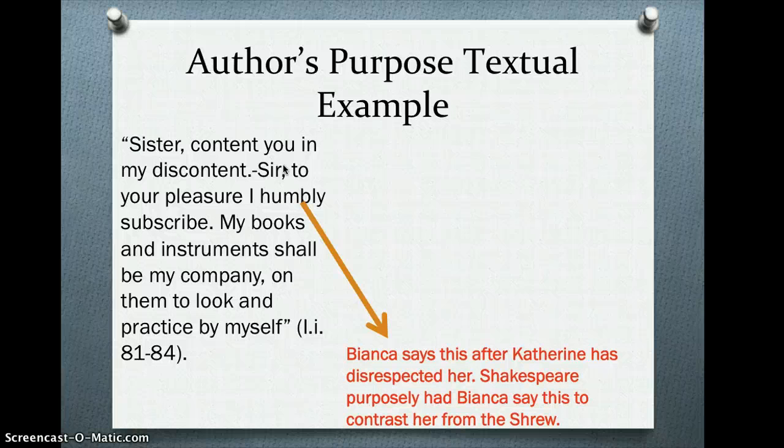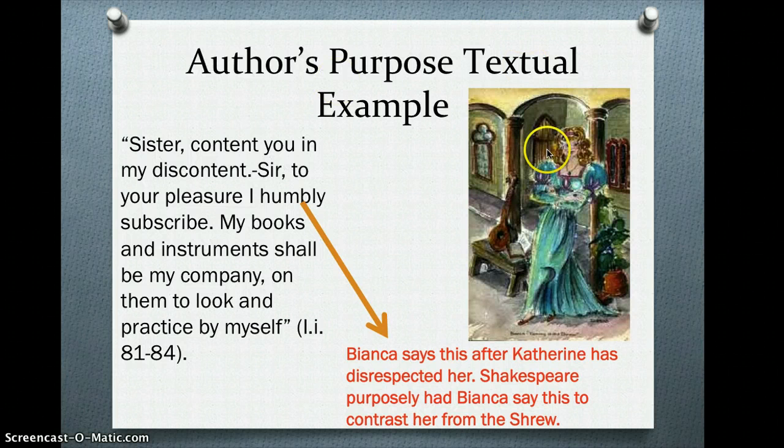Essentially, she's not reacting in any way similarly to Catherine. Here, Shakespeare purposefully had Bianca say these nice things to her dad and kind of push away or ignore her sister's disrespect so that we can contrast her to her shrewish sister. So here you see a picture of Bianca, and there you see her books and her instrument, which is what she should be focused on, and not on Catherine, who is being shrewish.